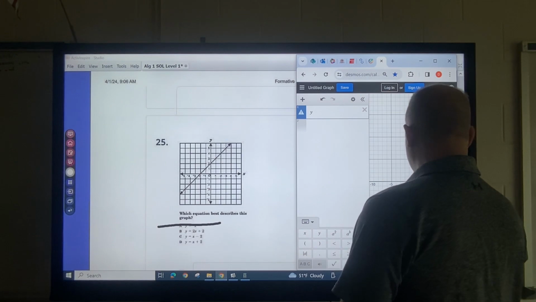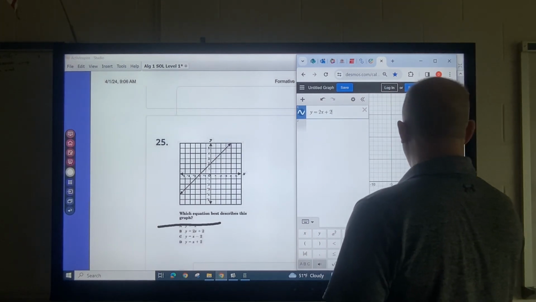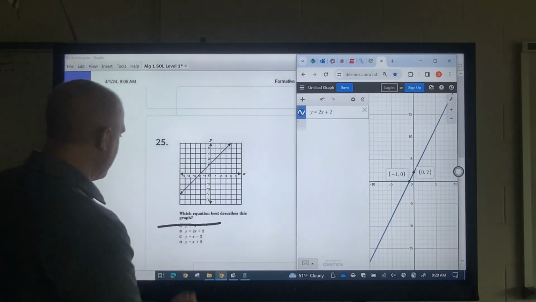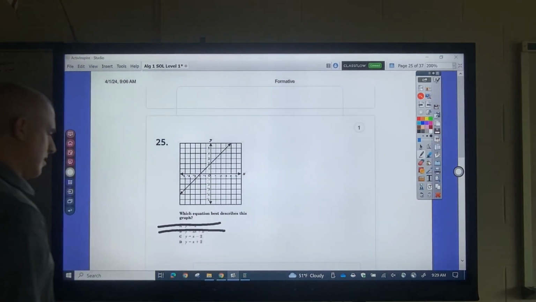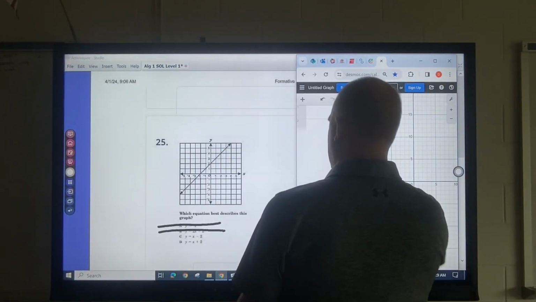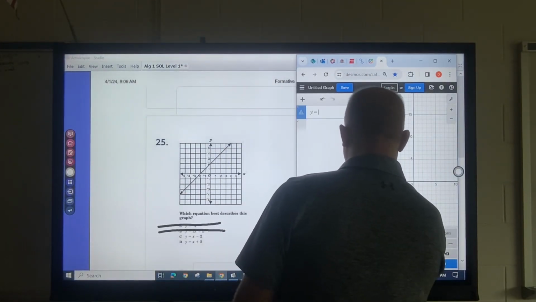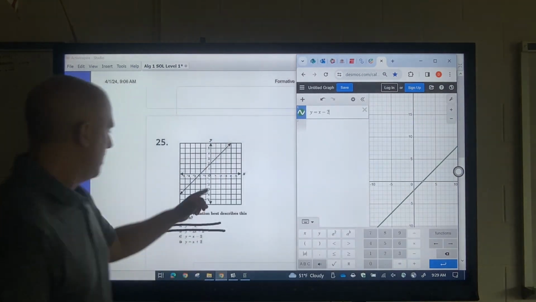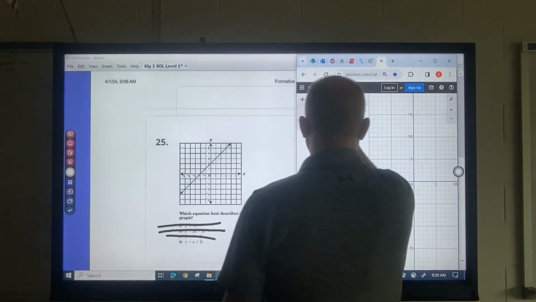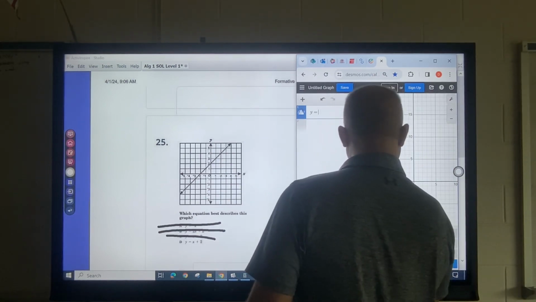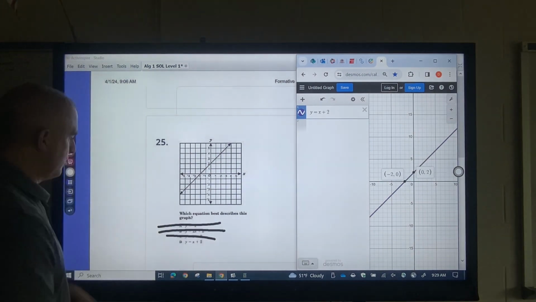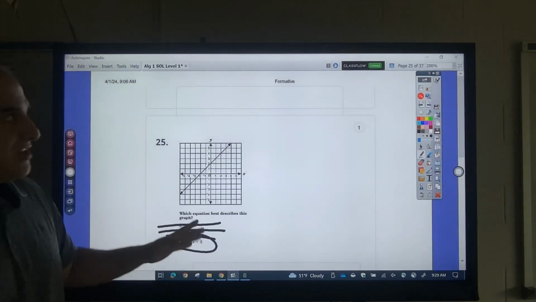Y equals 2x plus 2. Okay, -1 and 2. That's not right. Okay, all right. Next one. Y equals x minus 2. That's not right either. Y equals x plus 2. Negative 2 and 2. Negative 2, 2. Good, done. Match your graphs.